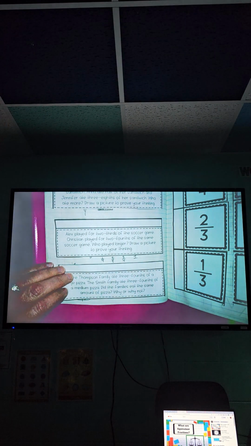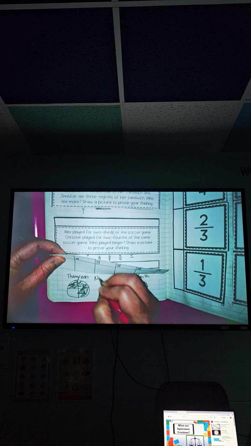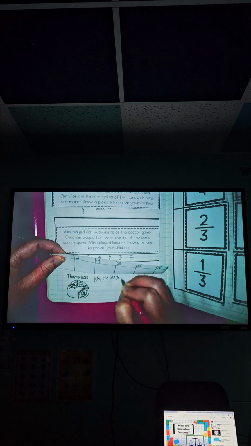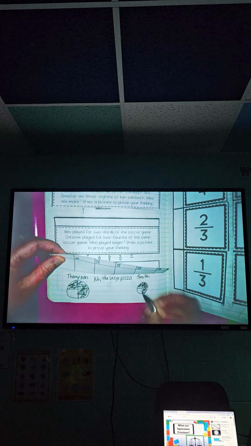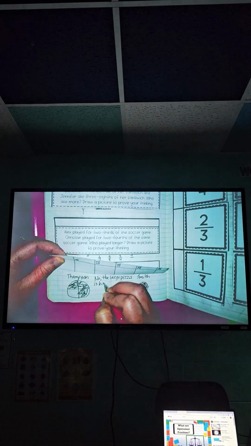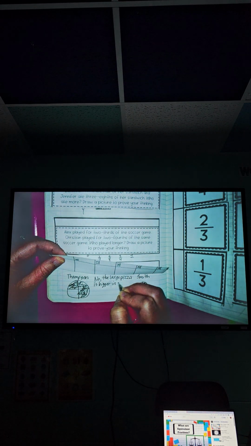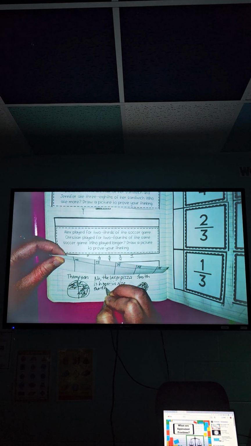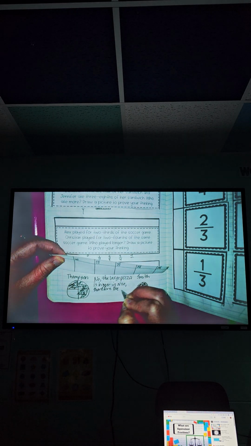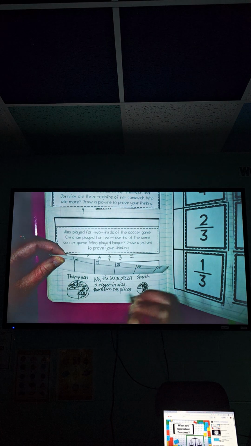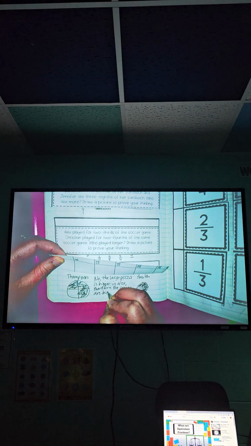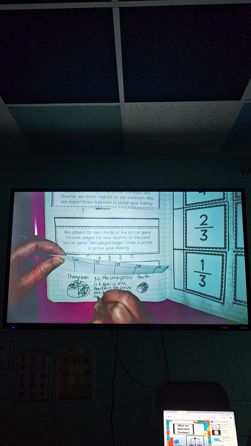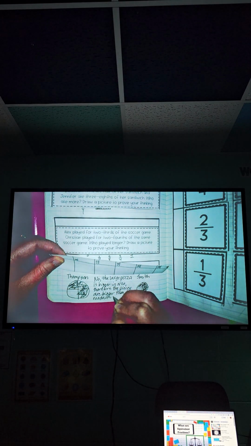Did the families eat the same amount of pizza? Well, the answer is no. The large pizza is bigger in size. Therefore, the pieces are bigger than the medium pieces.